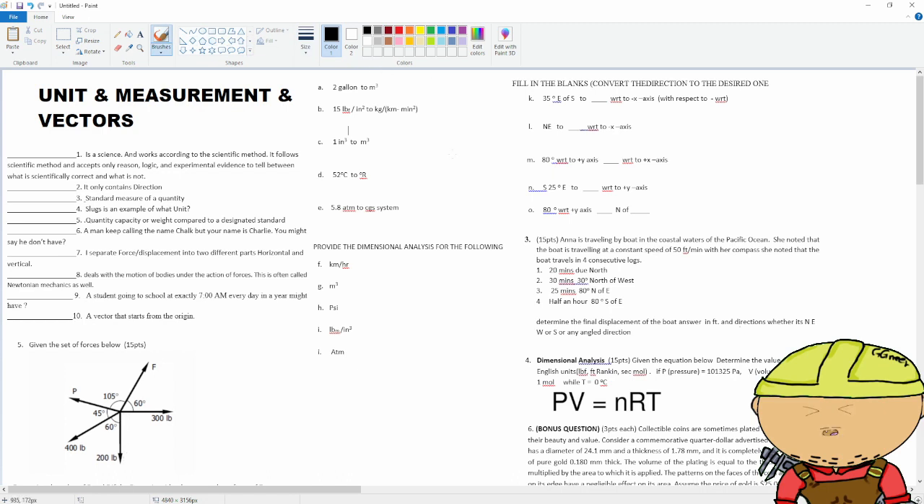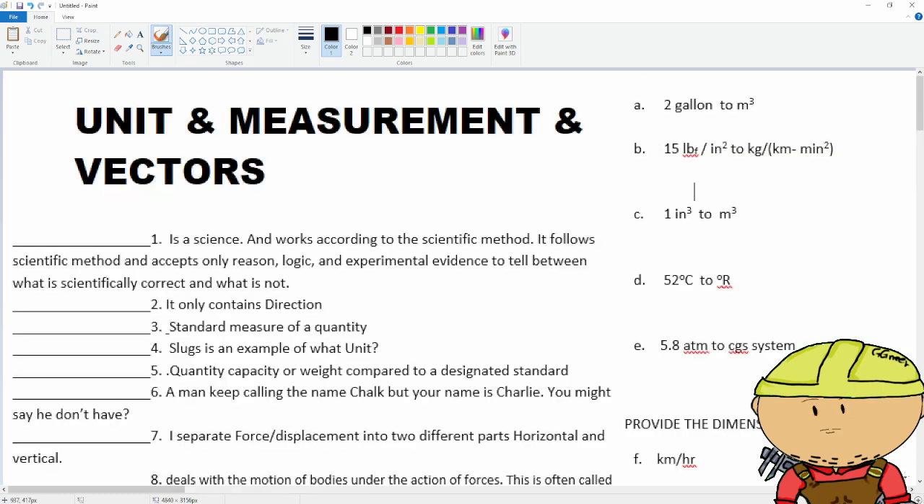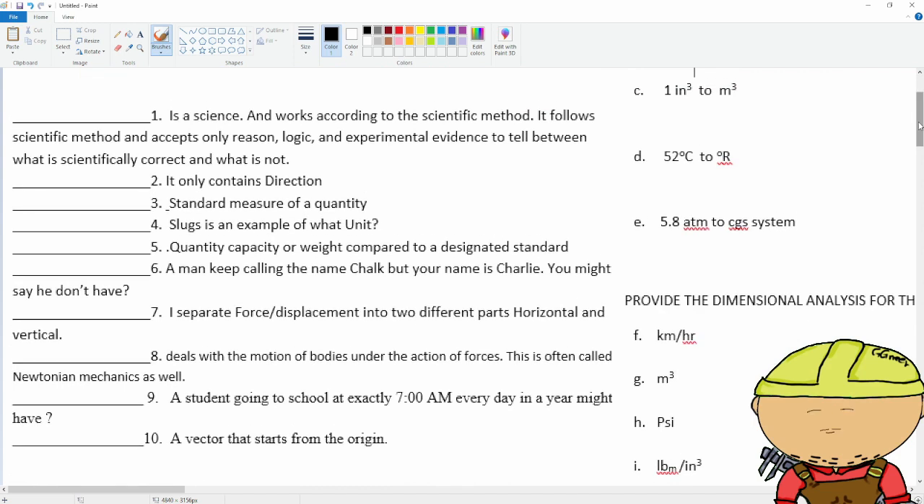Okay, let's get started. First off, let's start with this one. I think this is some kind of identification. Let's start off always by reading the problem or the question. It is a science and works according to the scientific method. That is definitely physics.